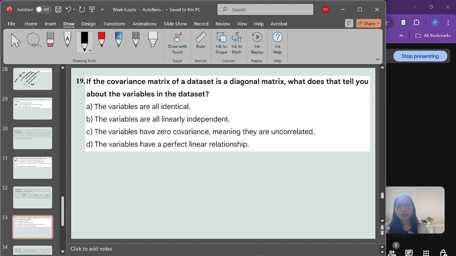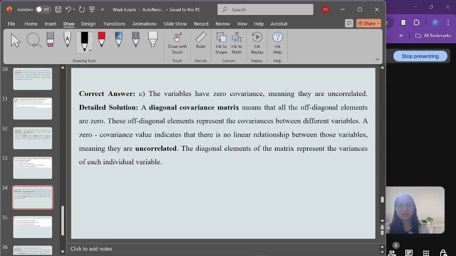Now the next question: if the covariance matrix of a data set is a diagonal matrix, what does that tell you about the variables in the data set? The options are: the variables are all identical; the variables are all linearly independent; the variables have zero covariance, meaning they are uncorrelated; the variables have a perfect linear relationship. Which option can be the correct one? Okay, let's see the detailed solution. Option C is the correct one.